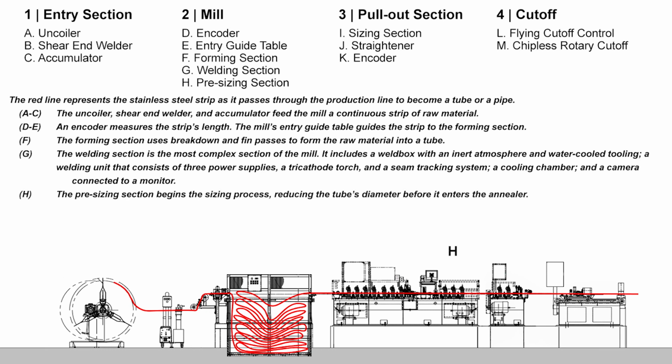The last part of the mill is the pre-sizing section. Like the stands in the forming section, these stands have paired sets of tooling. These stands begin the sizing process, reducing the tube's diameter before it enters the annealer.